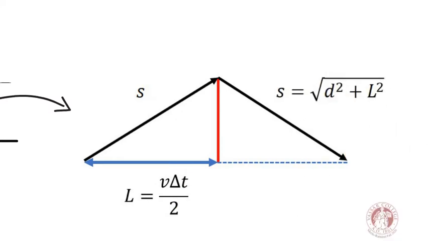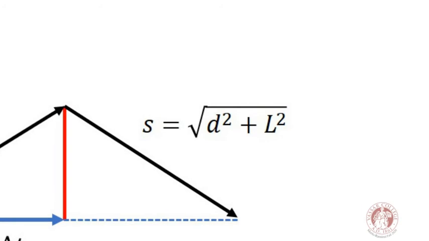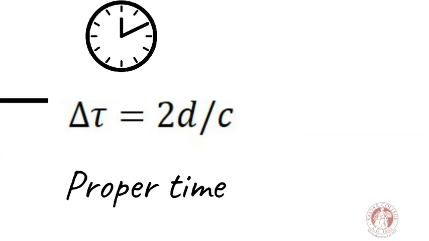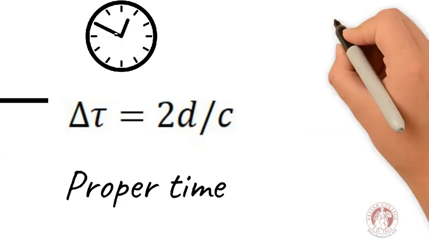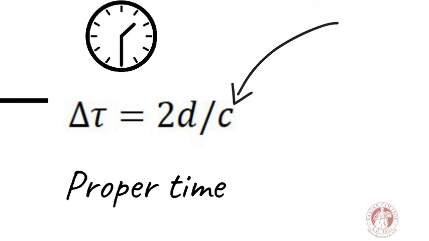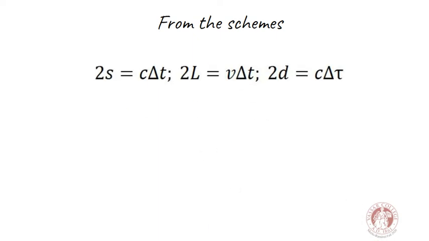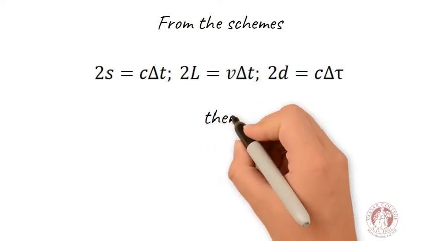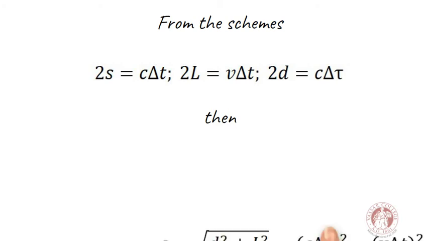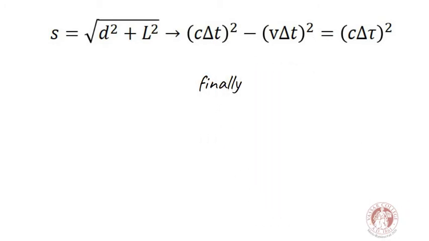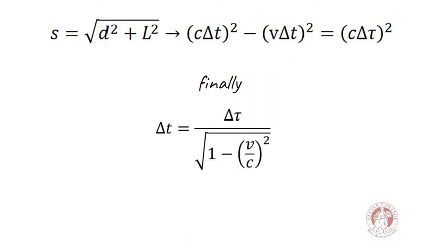It is clear that S is related to the length of the base of the triangle, and the separation between the mirrors. Don't forget that one of Einstein's postulates is that light travels at the same speed, independently of the direction and the observer. Then, we can set these three equations. It follows from the geometry that... finally, we obtain the relationship between delta t and delta tau.